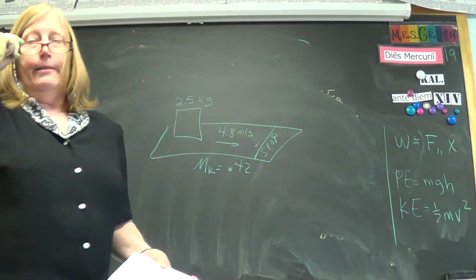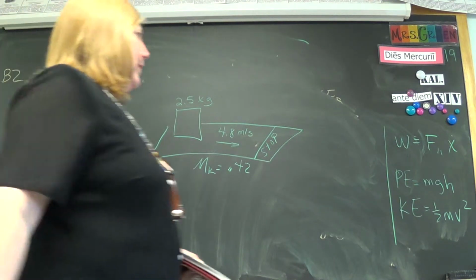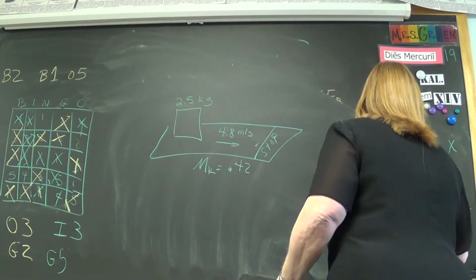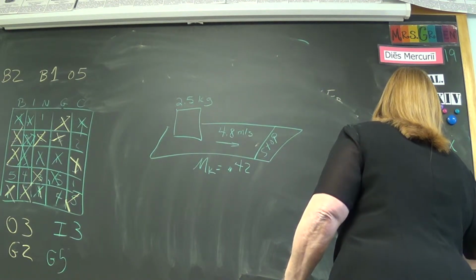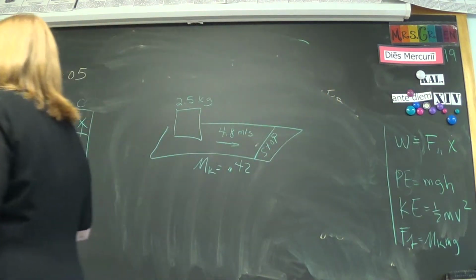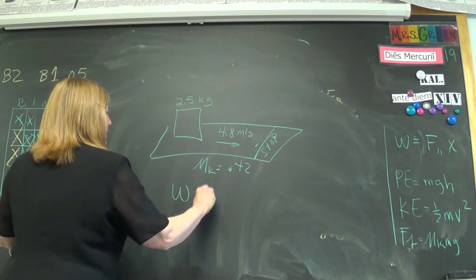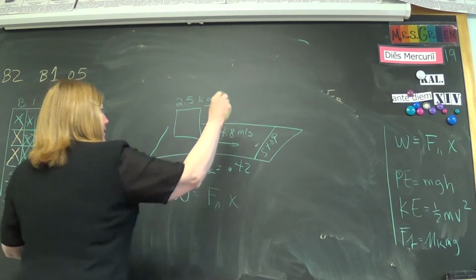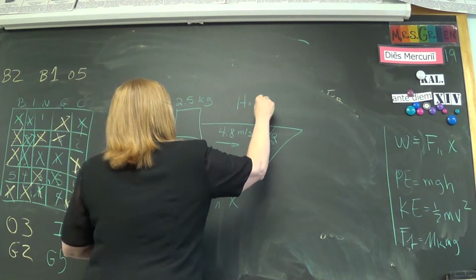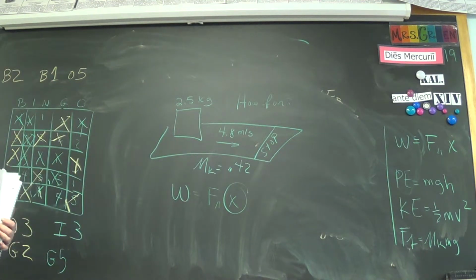Oh, goodness. How far will it go? Okay. I'll give you the force of friction formula. Force of friction, mu k m g. I'll give you a clue. You start with the work equals force times distance. And the question was how far it will go. So we need an x. And here's the x that you're going to solve for.